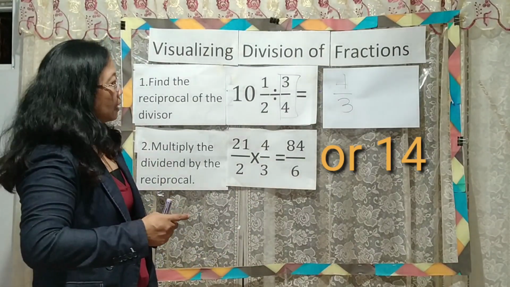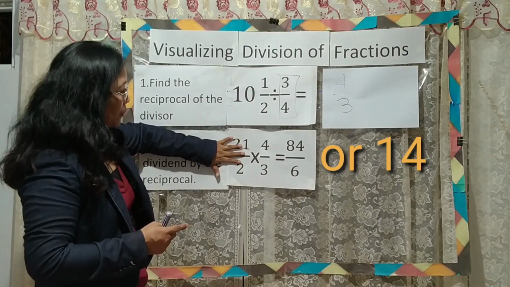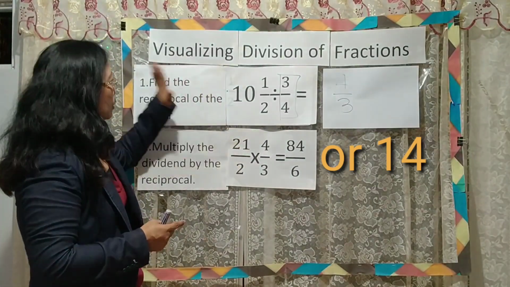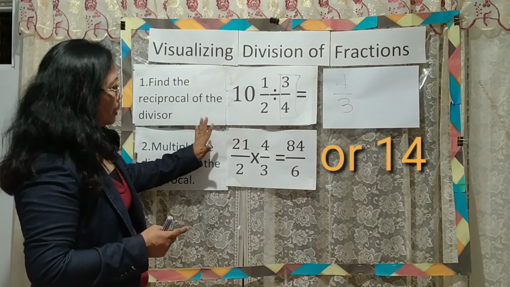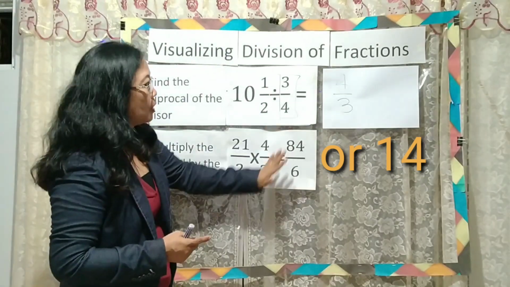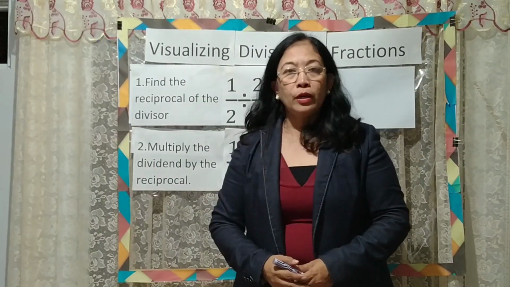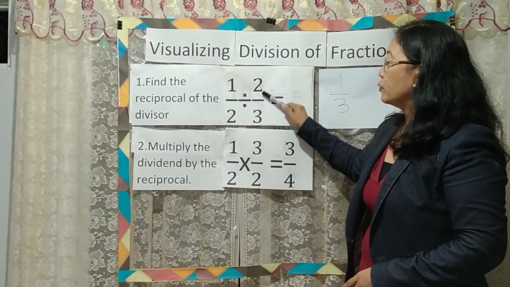So I'll repeat again. Change first the mixed fraction into an improper fraction. Then you multiply the dividend by the reciprocal of your divisor. That's it. Another example is 1/2 divided by 2/3.